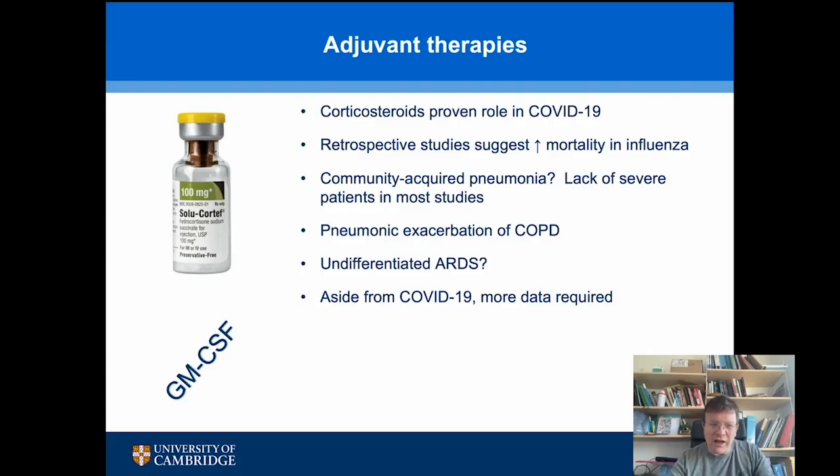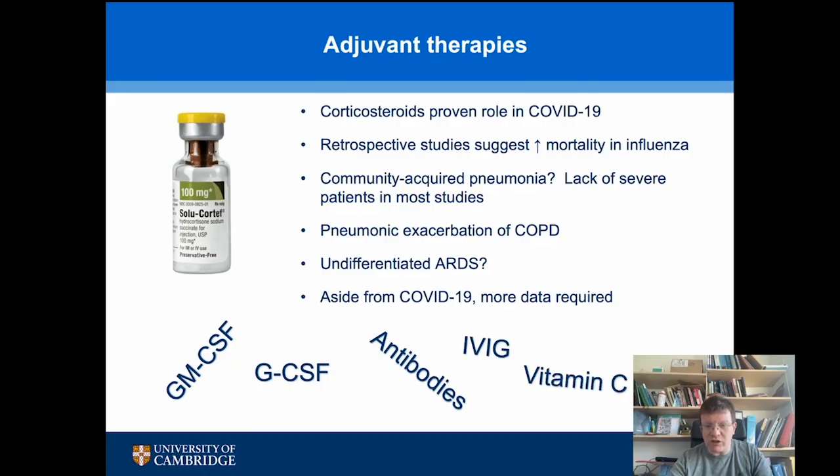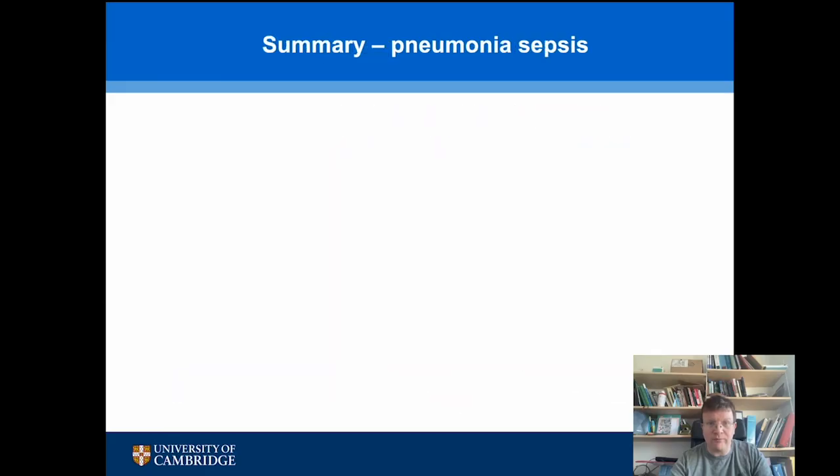And in terms of other adjuvant therapies, various ones have been trialled: GM-CSF, G-CSF, antibodies, IVIG, vitamin C. None of these are proven in the least, and I would not be using them outwith the context of a well-designed, randomized, controlled clinical trial.